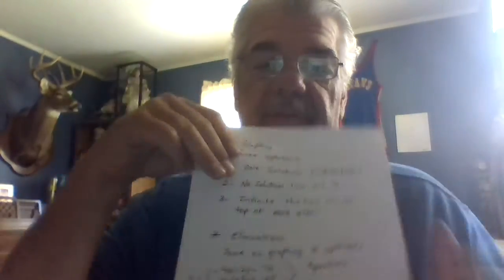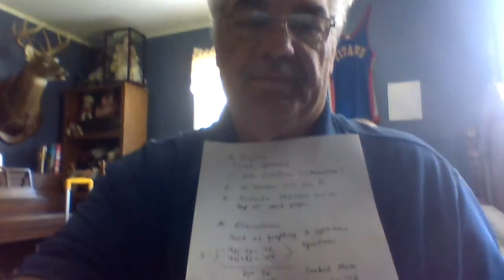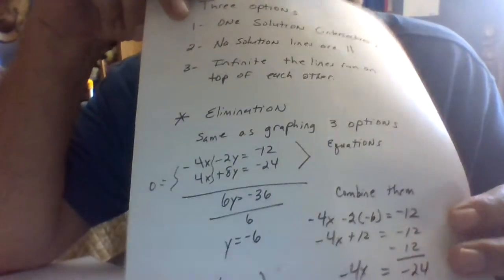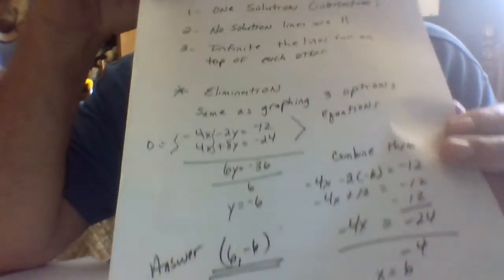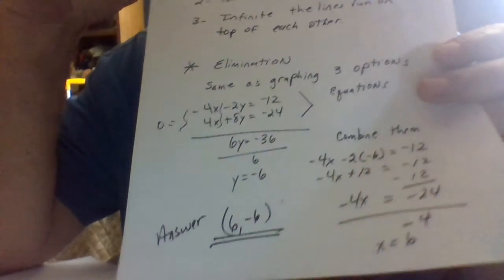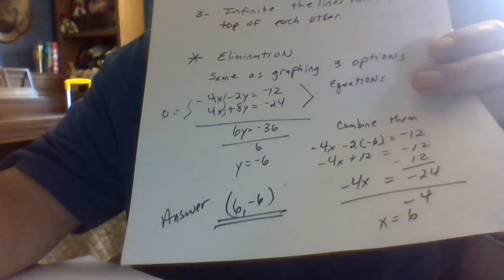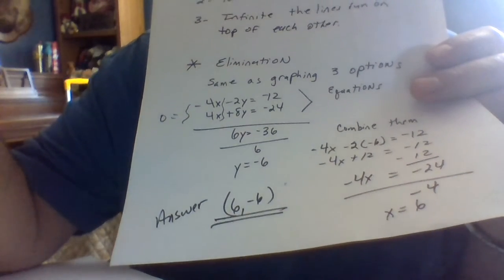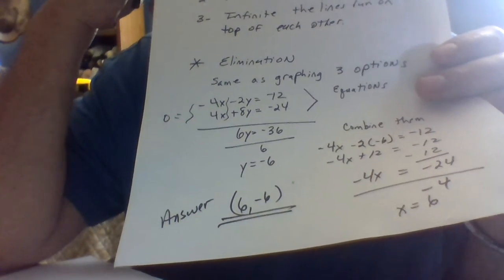The other two methods are a little more difficult, and they require you to do some math. It requires you to do some solutions. So the first one I'm going to show you is the elimination method. And I've got a little example. All of my notes have examples. So if you have two equations, and notice that these are negative 4x minus 2y equals negative 12, and then underneath it's 4x plus 8y equals negative 24.